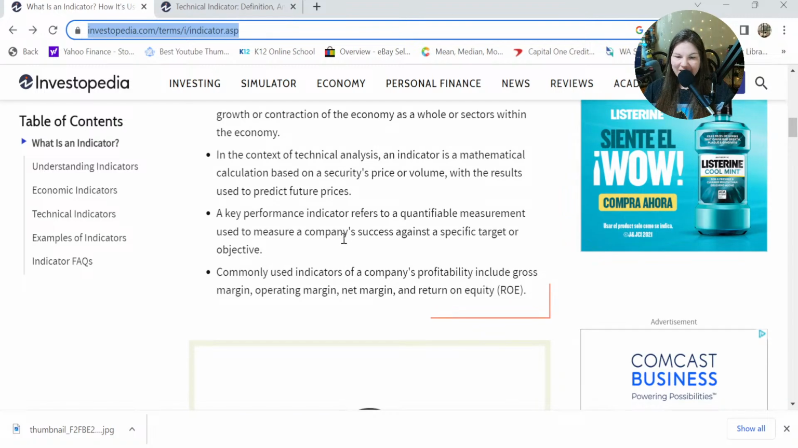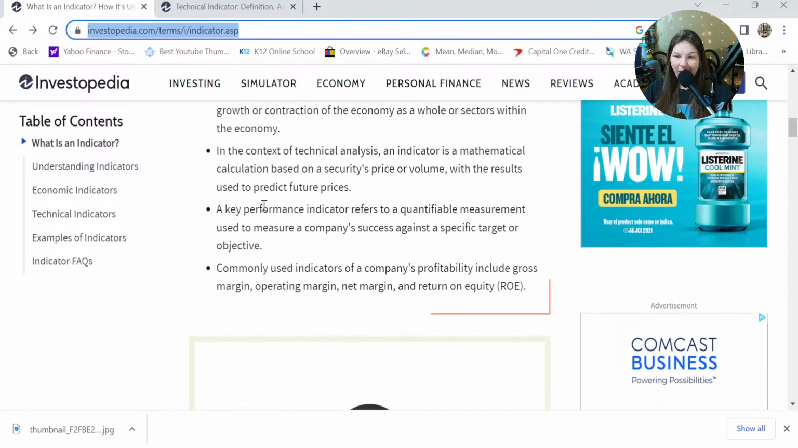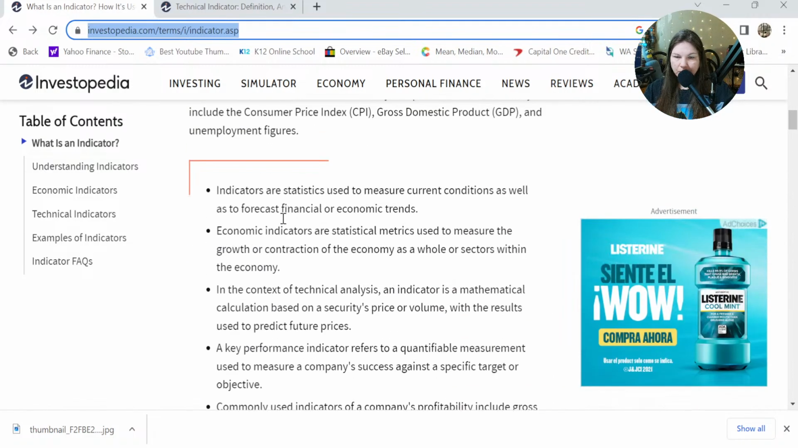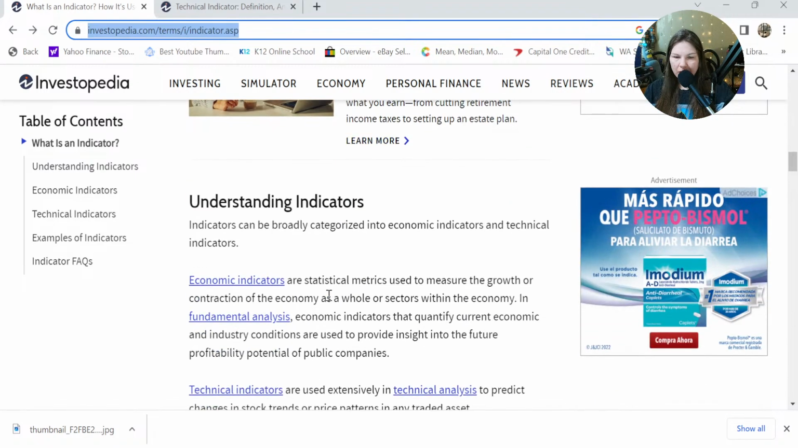A key performance indicator refers to a quantifiable measurement used to measure a company's success against a specific target or objective. Commonly used indicators of a company's profitability include gross margin, operating margin, net margin, and return on equity. So, measurable mathematical indicators. Okay, got it. They tell us something. They indicate.